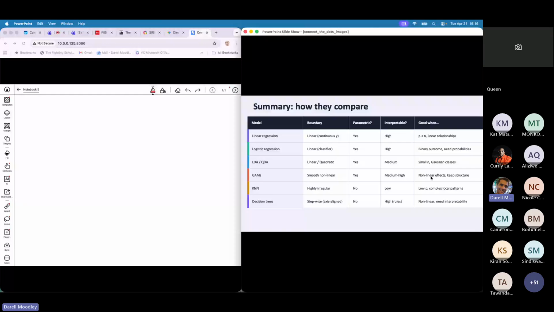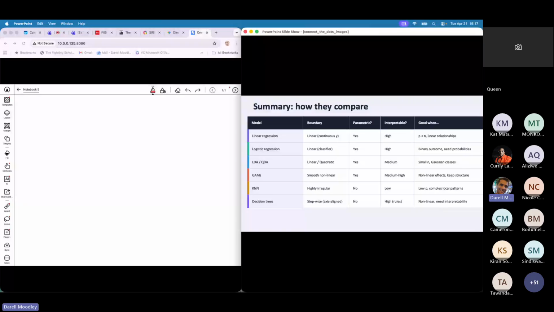KNN, it's complex local patterns. So what it means is that it's just looking for patterns around the training data set. All it's doing is storing the training data set and getting the distance for every point. It doesn't really learn much from your training data set. There are no patterns actually learned from it. And then decision trees, it's nonlinear and it can be easily interpreted.